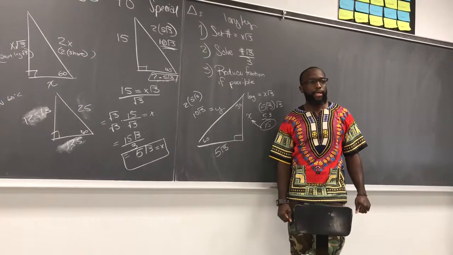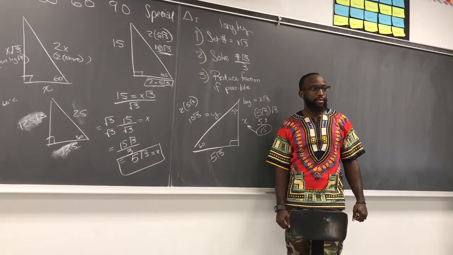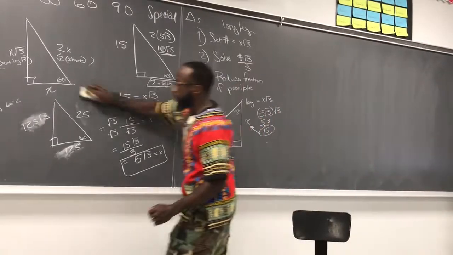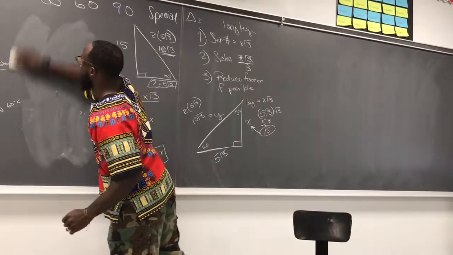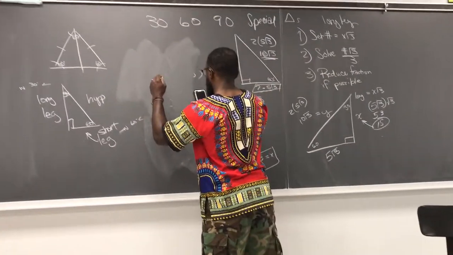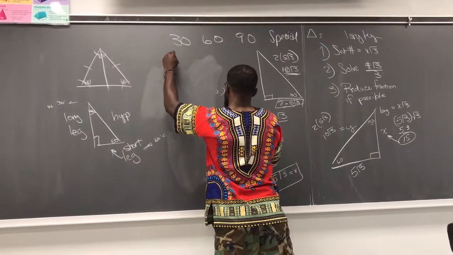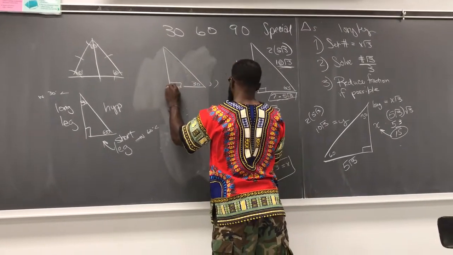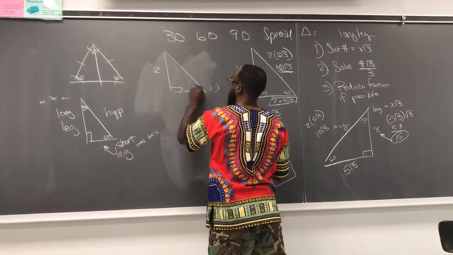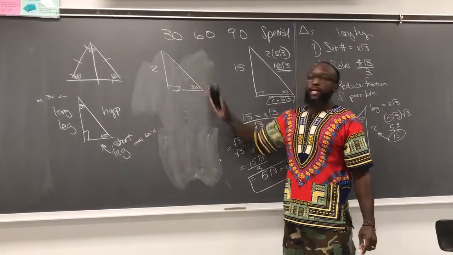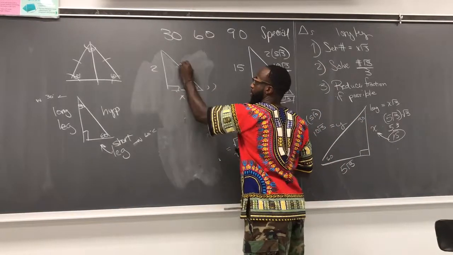Good. Any questions? Can we do another one? One more. Where's my problem? Let's do this. This is 30 degrees. It's a trick question. I should have told you it's a trick question. So if that's 2, what is this side and that side?